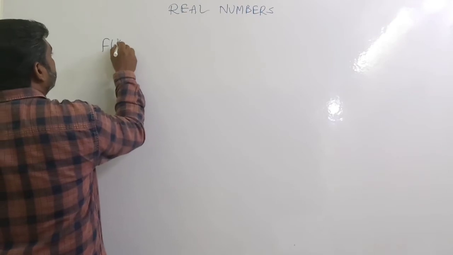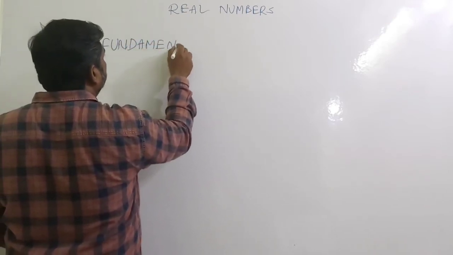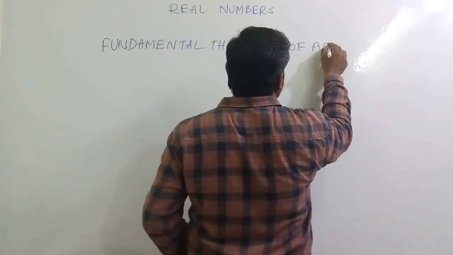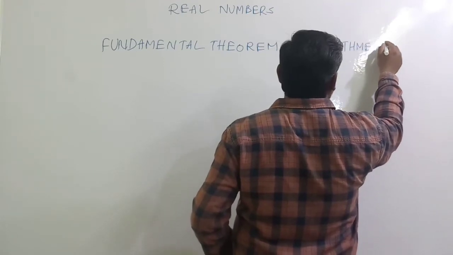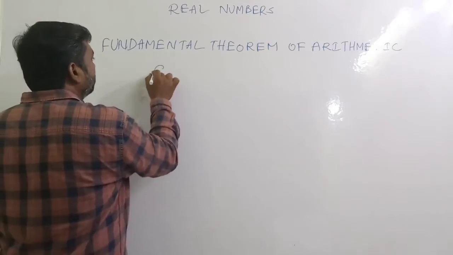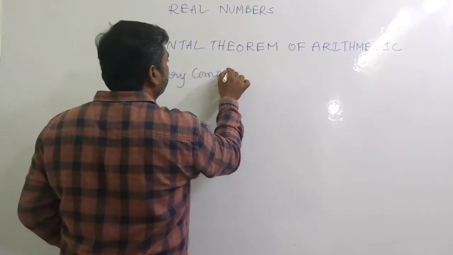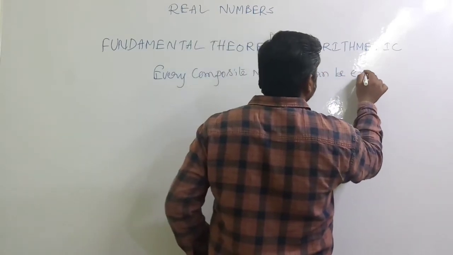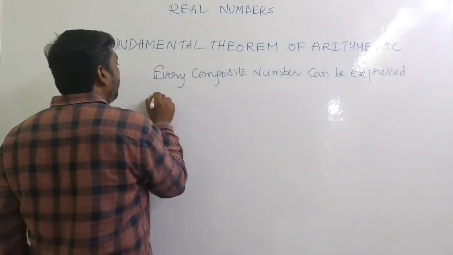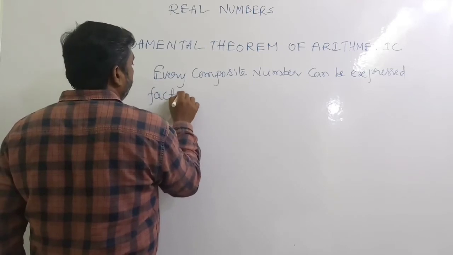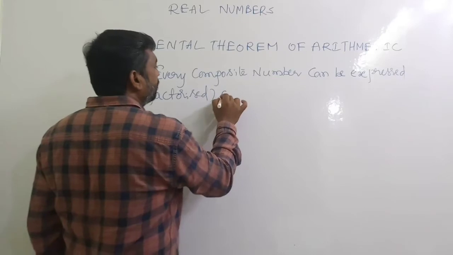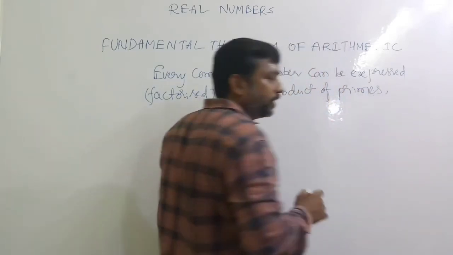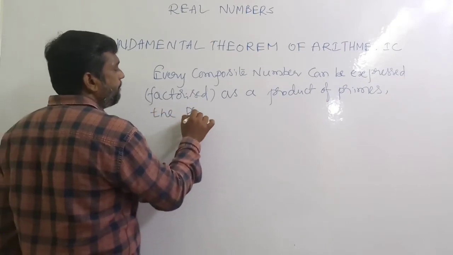So the fundamental theorem of arithmetic states that every composite number can be written, or expressed, here meaning factorized, as a product of primes, and the prime factorization is unique.